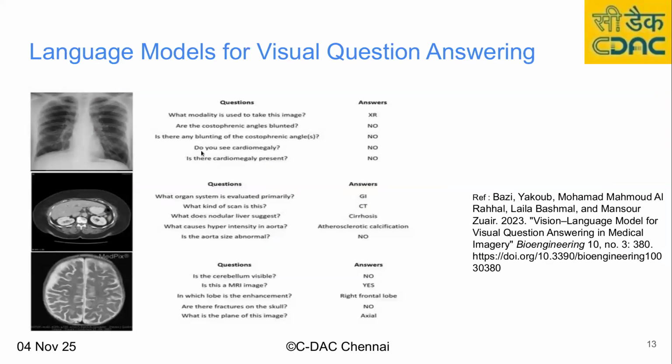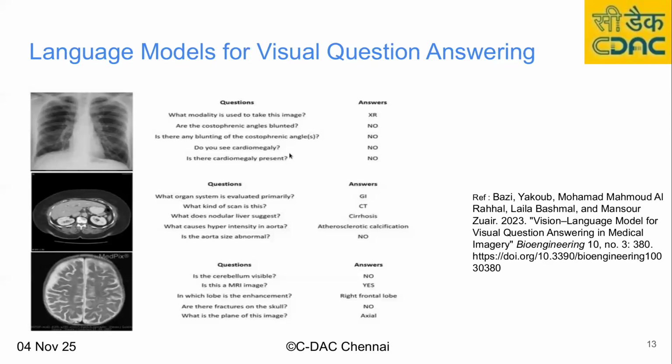So here we can ask, do you see cardiomegaly? Cardiomegaly is actually enlargement of the heart. When this question is asked, the AI model is able to detect the size of the heart. If the size of the heart is greater than 50% of the width of the X-ray, then cardiomegaly is present, so it will answer yes. Here there is no cardiomegaly, so it is answering no.